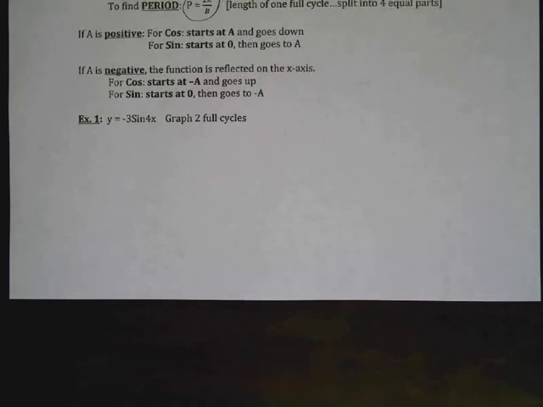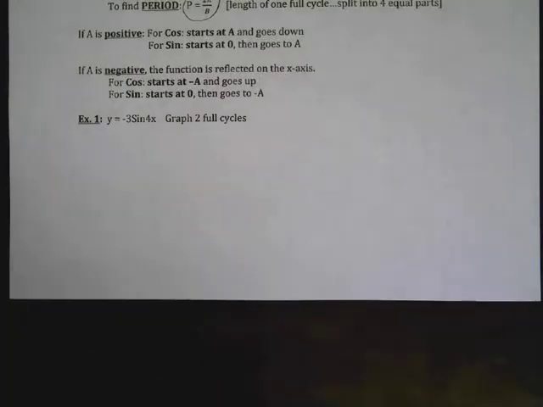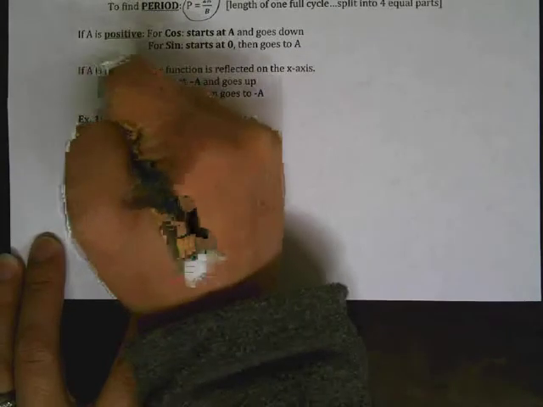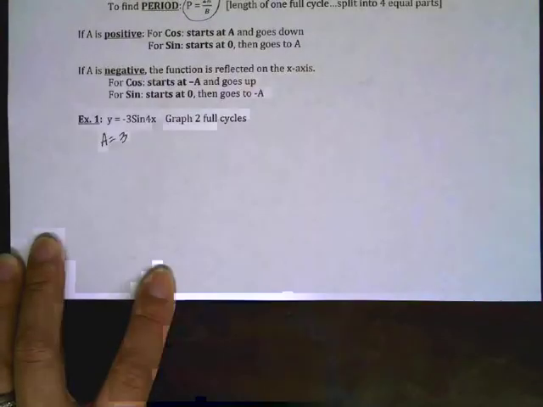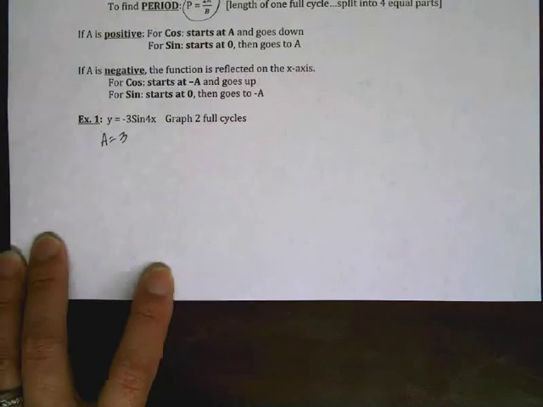So we're going to go on to our first example to actually graph a full sine, and so to graph two full cycles, there's a couple of things that you need to write down. You need to first write down your A. Your A is always positive. Remember, negative just tells you the reflection and the direction. You need the period, which is 2 pi over b.